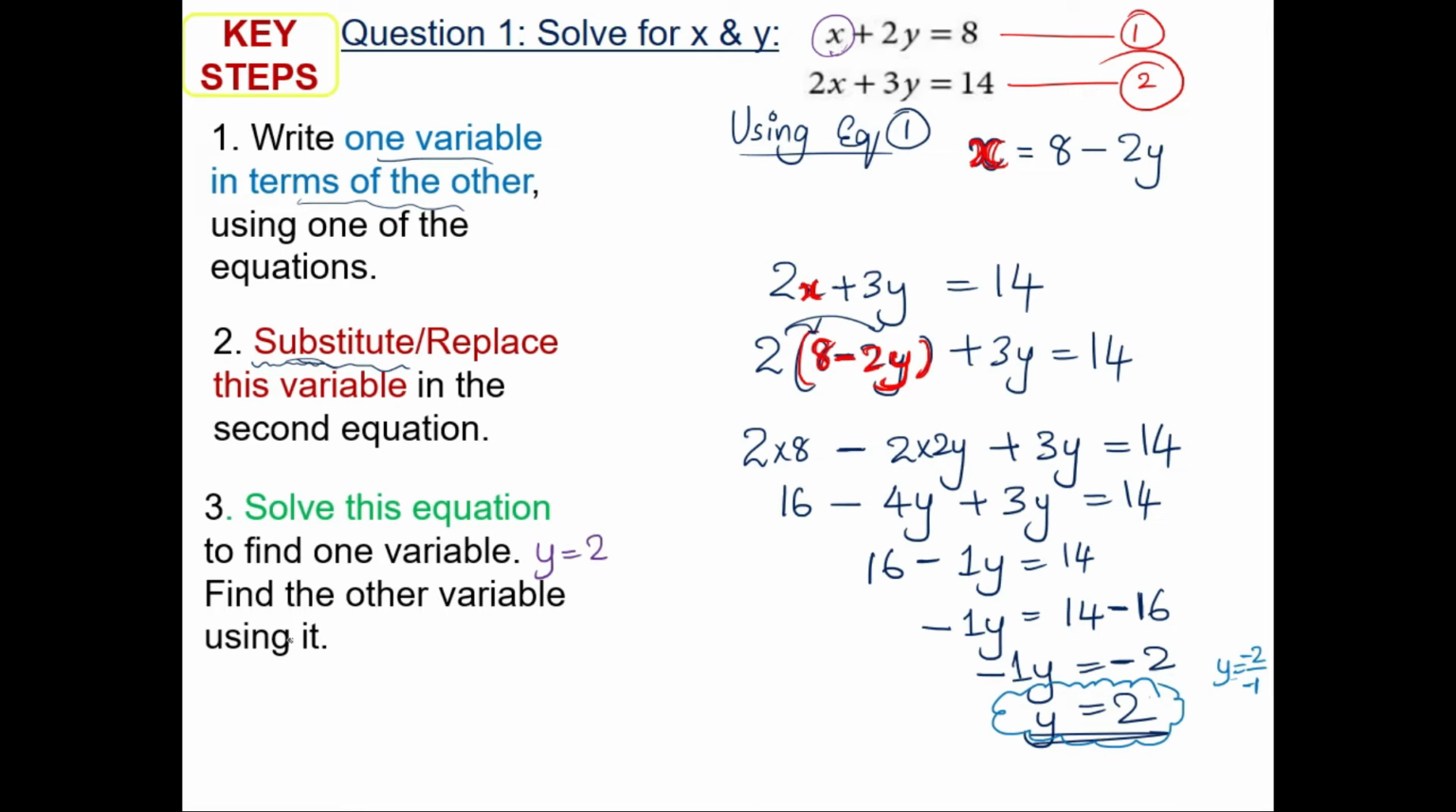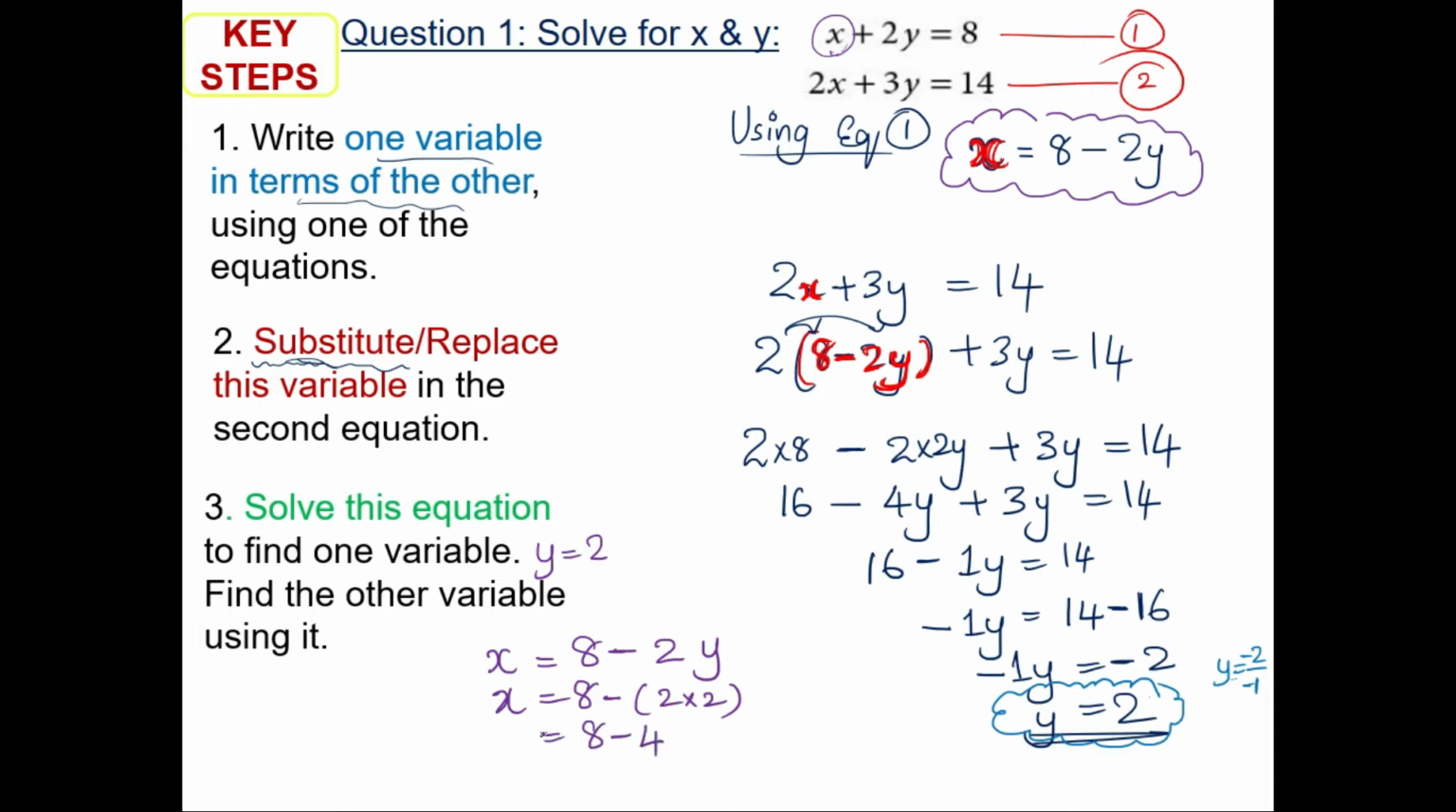So find the other variable using it. Yes, because we have already written that x is equal to 8 minus 2y. So the value for x is going to be 8 minus 2y. So replacing the value for y, because you have found y is equal to 2. So x is equal to 8 minus 2 times 2, which is 8 minus 4, giving you the value of x is equal to 4. You can write the final answer as x equals 4 and y equals 2. So this is the solution for the given simultaneous equations.